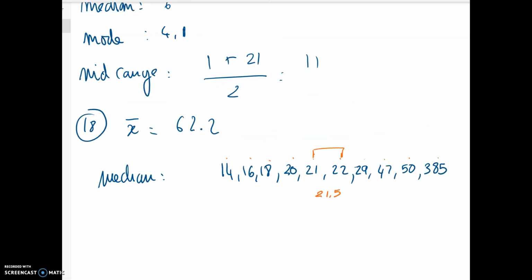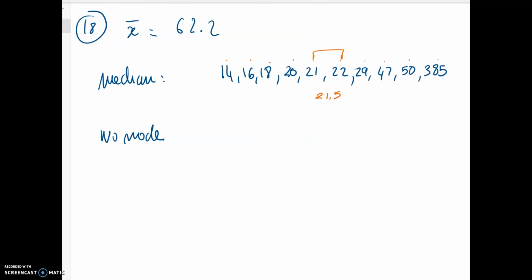The answer is going to be 21.5, because 21 plus 22 divided by 2 equals 21.5. Now we need to calculate the mode, and there is no mode at all. Based on the definition of the mode, there is no mode.